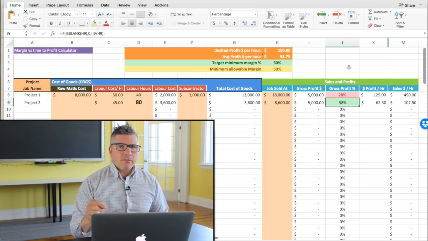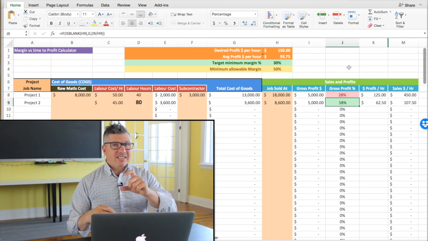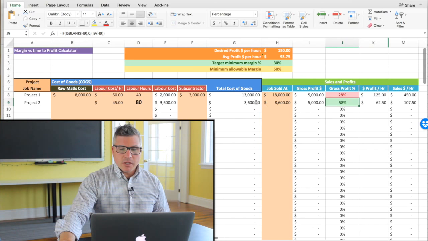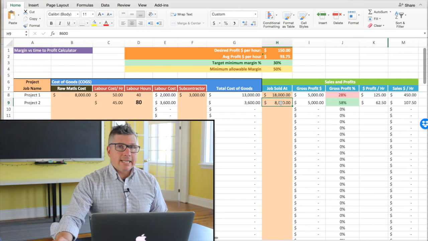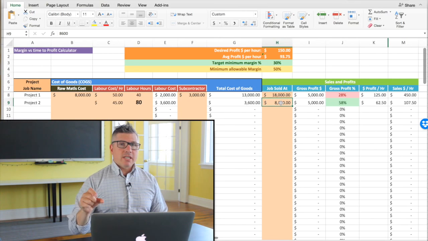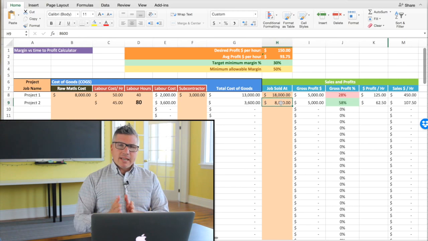Well, remember, gross profit margin is an expression of the percentage of profit in each dollar of sale. And if we look at project 1, we're selling at $18,000, and project 2, we're selling at $8,600. So while project 2 is smaller, it has more gross profit margin in it. But here's where things take an interesting twist.